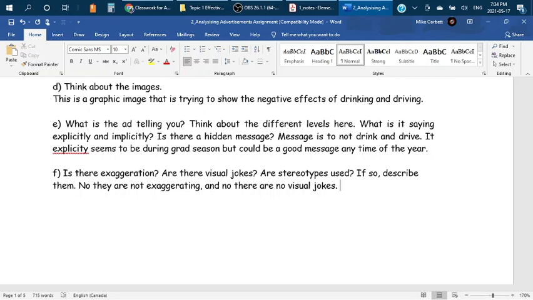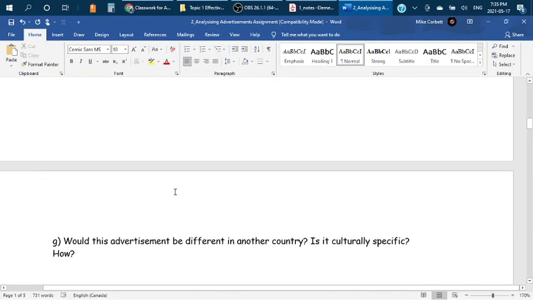So you could say something along those lines, but you could say there is a stereotype about drinking and driving when there are a lot of grad parties. All right, something like that. So the ad does have those things in there.